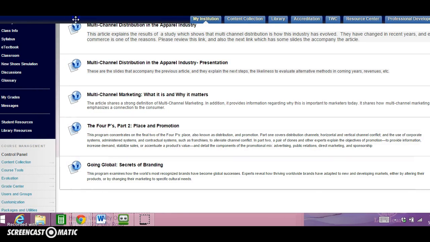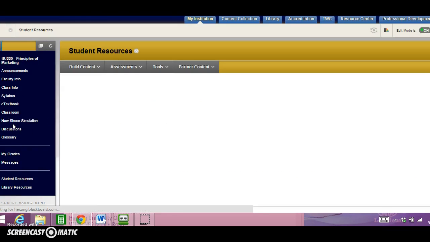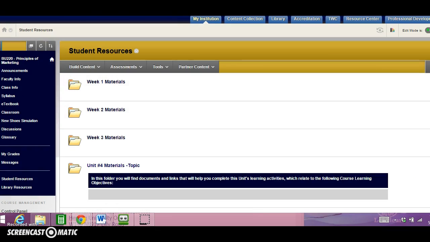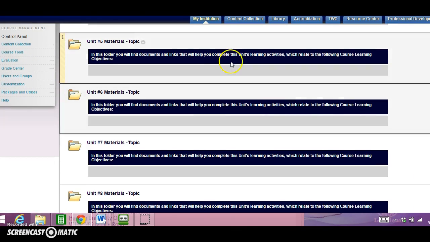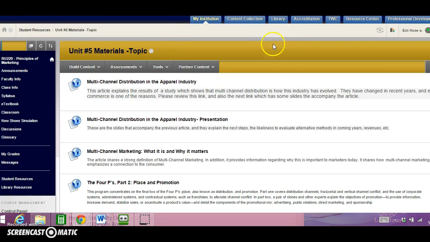Let me move over here. Go to the student resources area in the classroom. Go to the appropriate week. This week we're in week 5. And review that material, because I believe it will be useful when completing the final project.